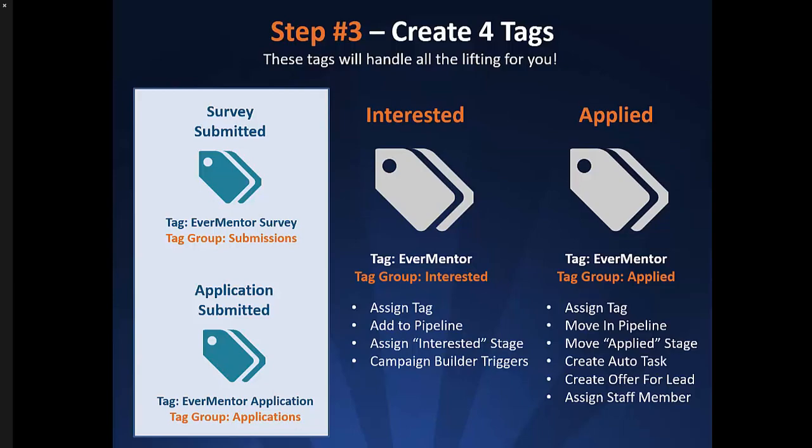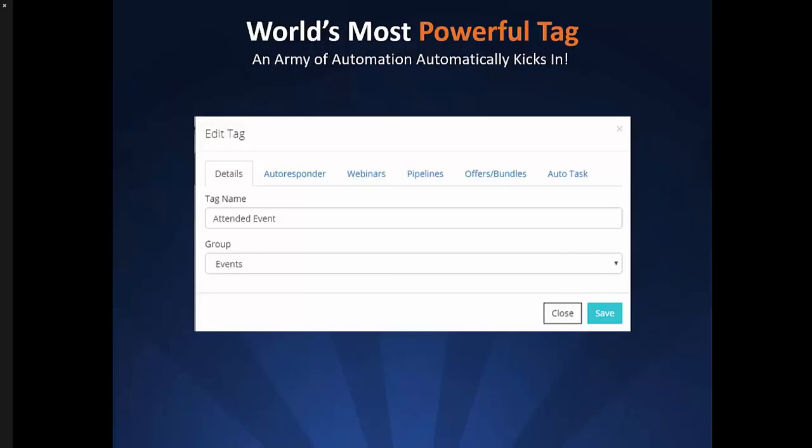Now, you may think that creating tags to do everything that you see here on the screen, dropping in a pipeline, moving the stages, firing off text messages, emails, creating auto tasks, creating offers, assigning the staff members, doing all these things would be complicated. And in the past, it has been complicated, and you've had to use multiple pieces of software to do all this, but not with this system.